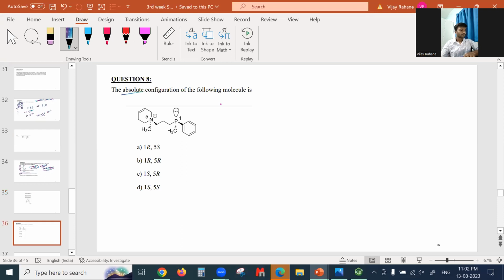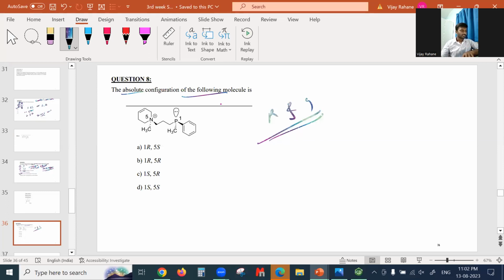The absolute configuration for the following molecule is this, an RS configuration. You should be perfect in this one. The only difference here is that they have given the lone pair, and we know the lone pair always has the lowest priority. So you just give the 1, 2, 3 numbering, and based on that you can directly assign whether it is R or S. I will leave this question for you, because it's just a simple question.